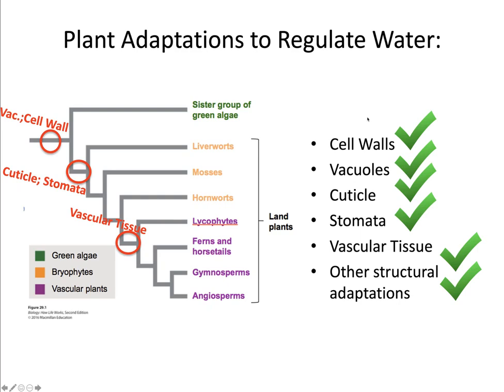Howdy, Bio 150 folks. So in the last few lectures, we've talked about some of the adaptations that plants have evolved to regulate their water content. And this is the list of all those adaptations that we talked about. We talked about cell walls, vacuoles, cuticles, stomata, vascular tissue, and other structural adaptations.